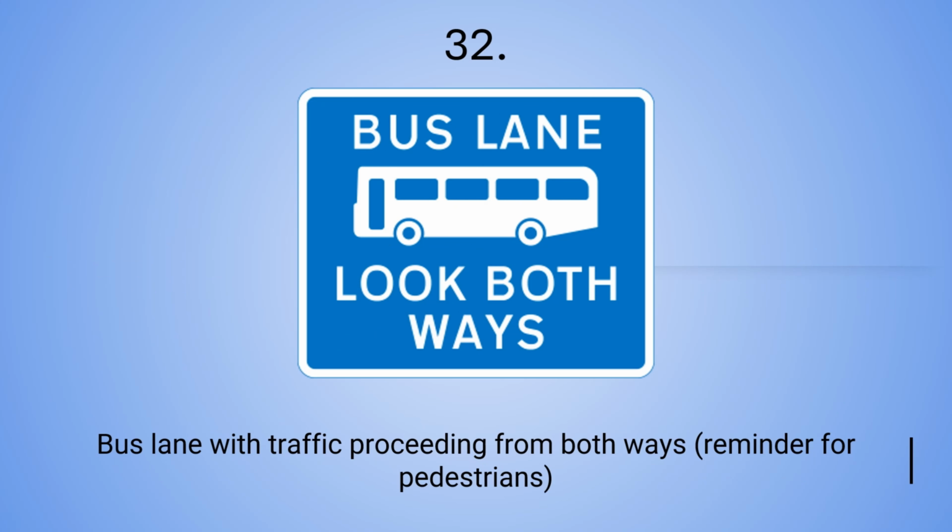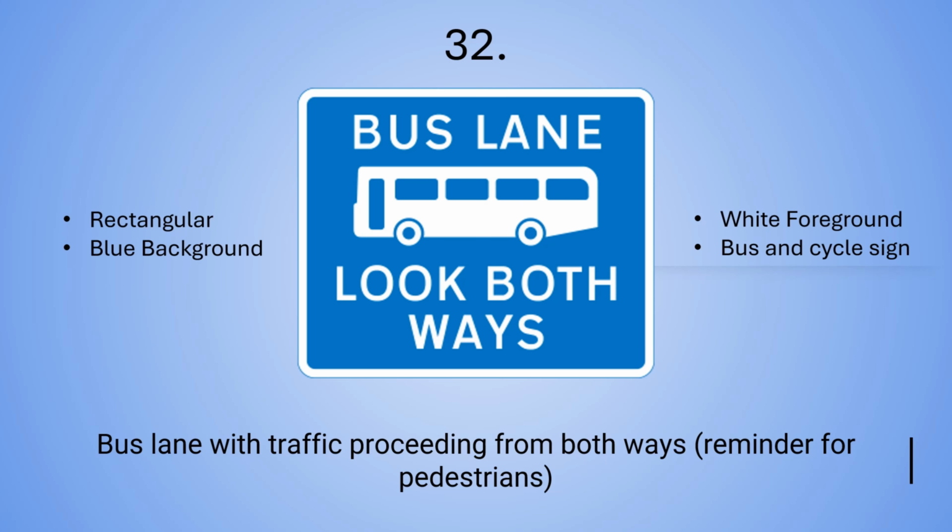Number 32 means a bus lane with traffic proceeding from both ways. Reminder for pedestrians. Again, this sign is also rectangular, the same color blue and the white foreground, and it's a bus and cycle sign. And as you can see, the sign is very similar to the previous one. However, here it is written: look both ways.